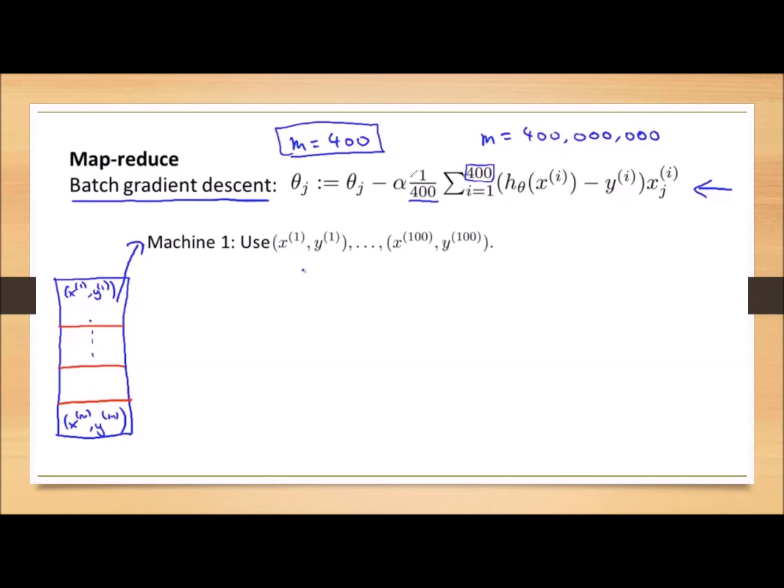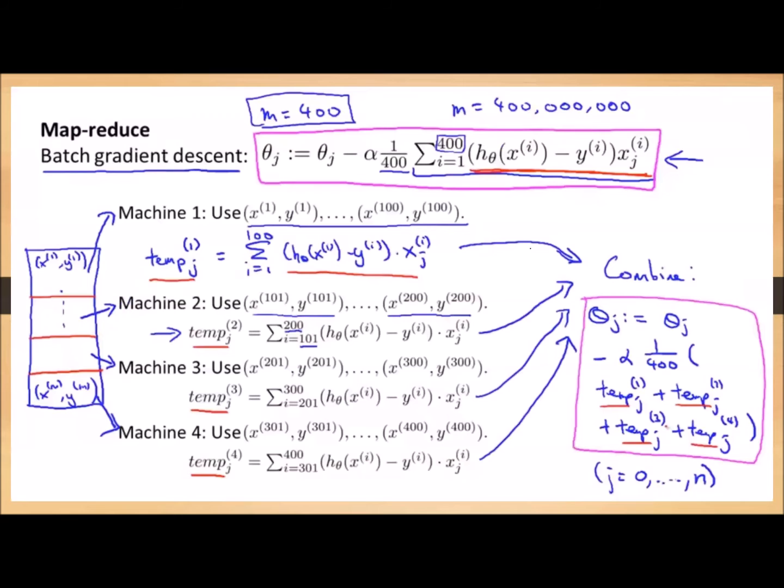Suppose by using batch gradient descent, I have to calculate the summation over the 400 training samples. That means the summation of the errors, h of x minus y into x, for the 400 training samples. Now assume that I have 4 computers. I am calling the first computer machine 1, the second computer machine 2, the third computer machine 3, the fourth computer machine 4.